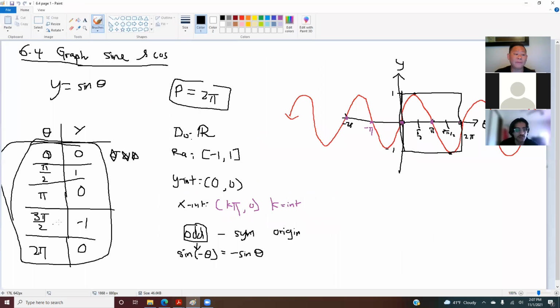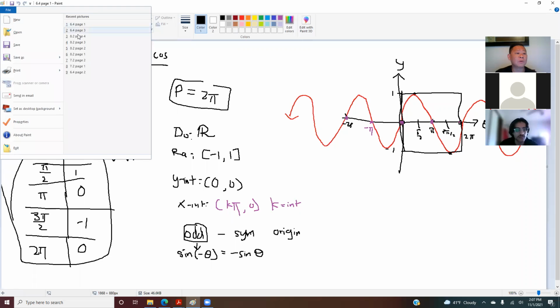And these are the 5 important points. The domain is all real numbers. The range is from -1 to 1. The y-intercept is at 0, 0. And the x-intercept is k pi, 0, where k is an integer. And this sine graph is an odd graph, which is symmetrical about the origin. So this is the sine wave that we have.